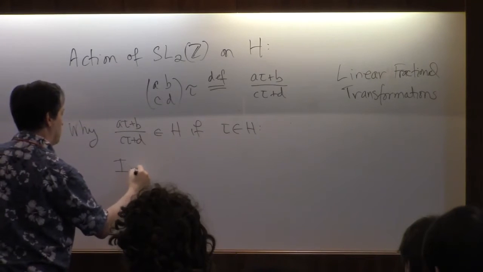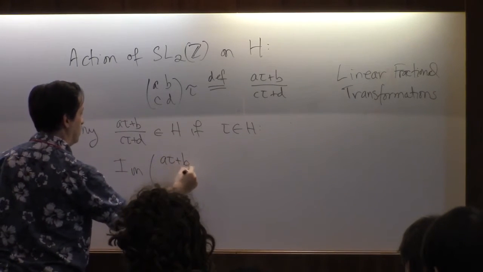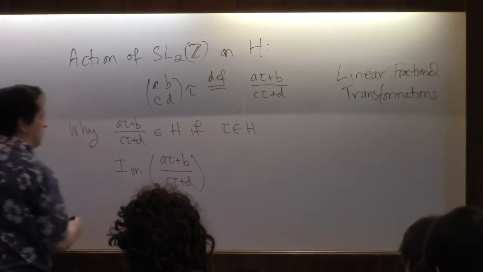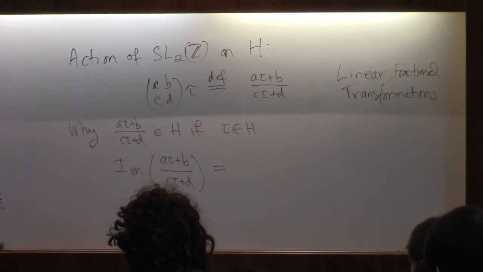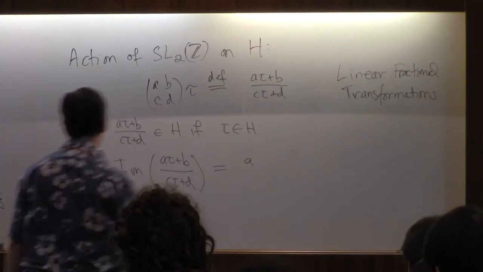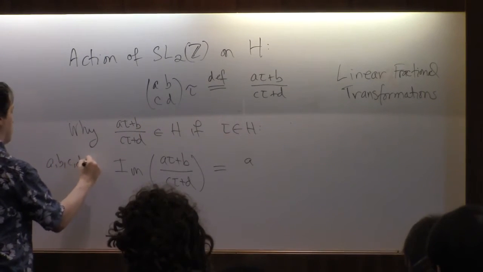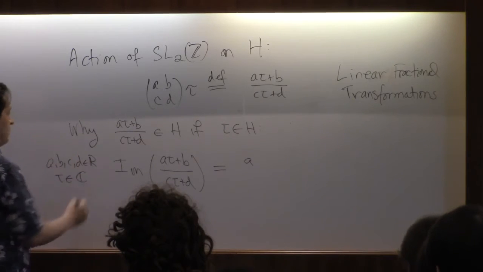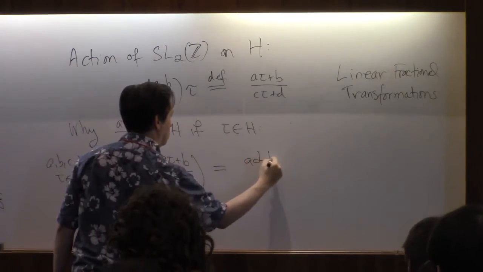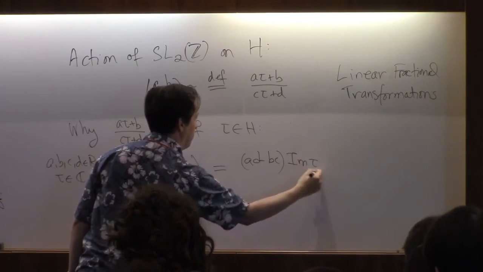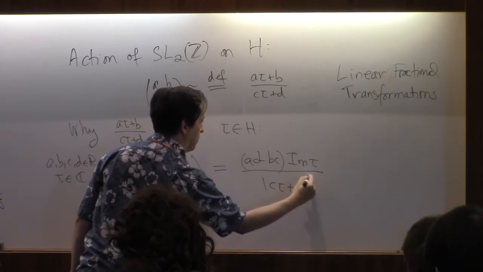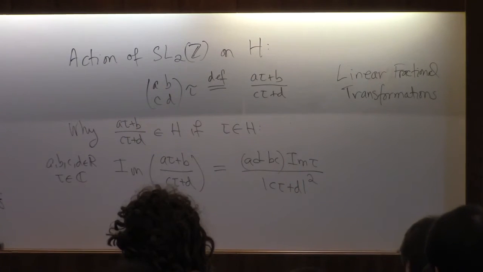It's because there is a magical imaginary part formula. The imaginary part of (a tau plus b) over (c tau plus d), we hope it's positive, turns out to be, if a, b, c, and d are real numbers and tau is any complex number, a beautiful formula: ad minus bc times the imaginary part of tau, over the absolute value of c tau plus d, squared. So we don't want tau to be minus d over c, which would make the denominator 0.